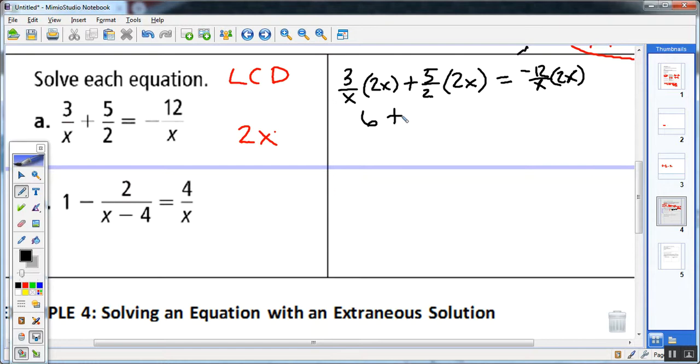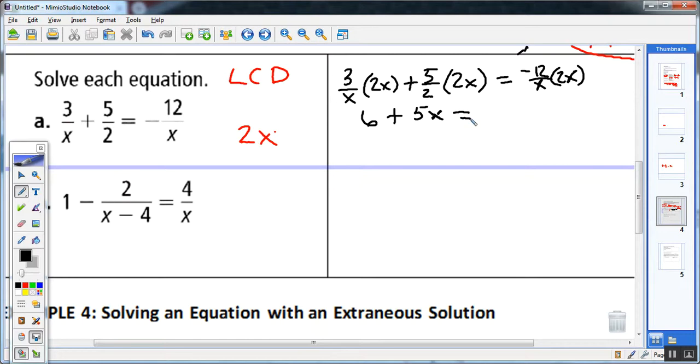How about 5 times 2x divided by 2? 5x. So 6 plus 5x. Wait a minute. You're telling me that stuff dropped out so there's no denominator here? Nah, this is too good to be true.